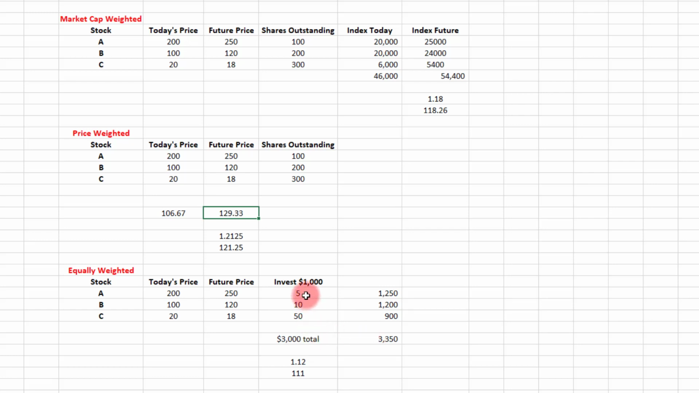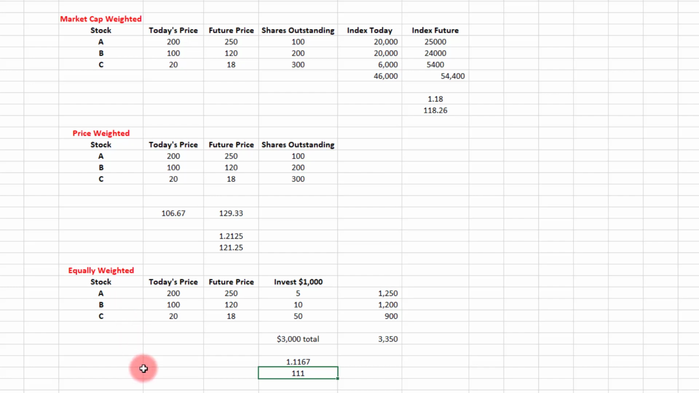So now we're just going to say, well, 5 shares times the 250 future price would be 1250. 10 shares times the 120 future price would be worth 1200. And 50 shares times the $18 future price would be worth 900. So our portfolio would be worth 3350. So once again, the index is going to take this final value, in this case, 3350, divided by our starting point of 3000, we get 1.12. And if we multiply by 100, it's actually showing 111. That's just because we've got more decimals. There we go. So you can see the index would be at about 111. That's because it's taking an equal amount of money invested across different shares.